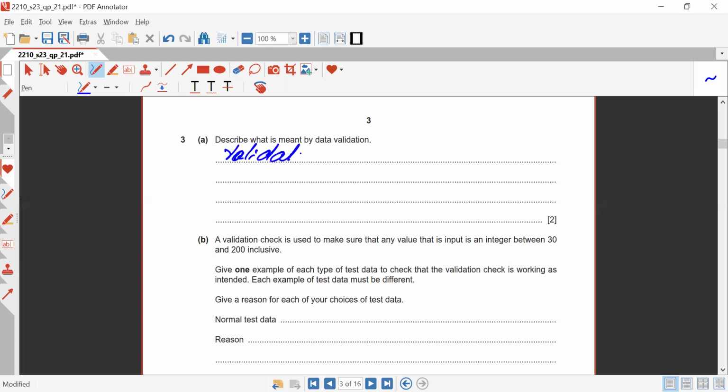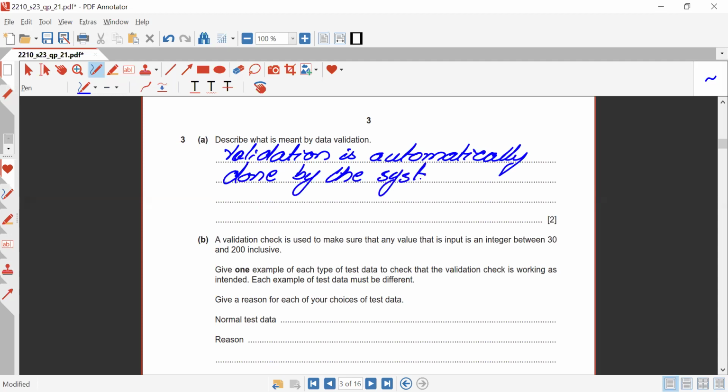Validation is automatically done by the system to check whether data is authentic or not.